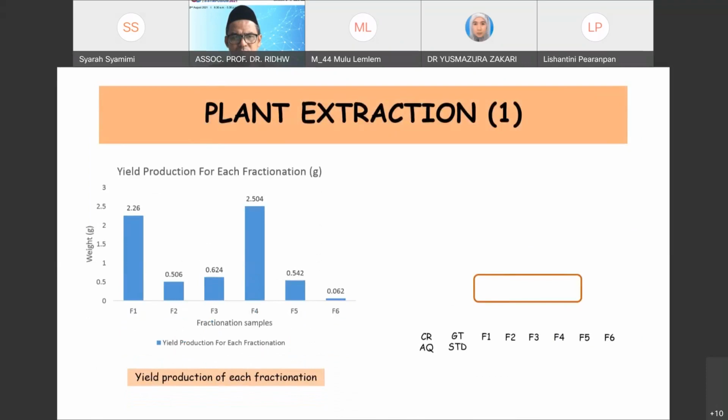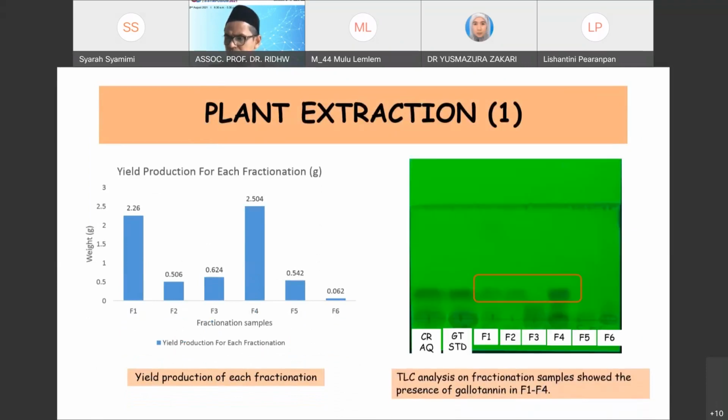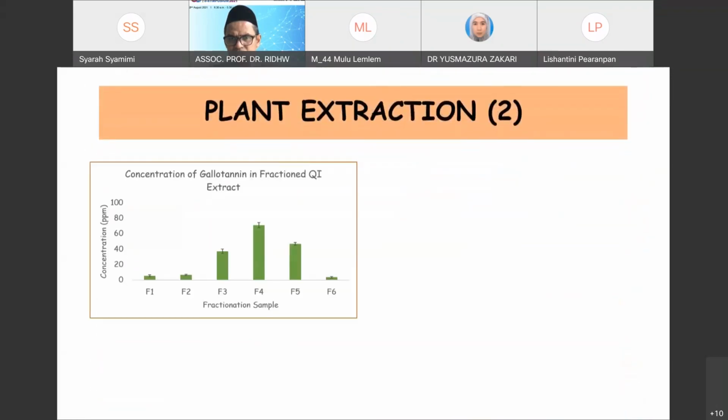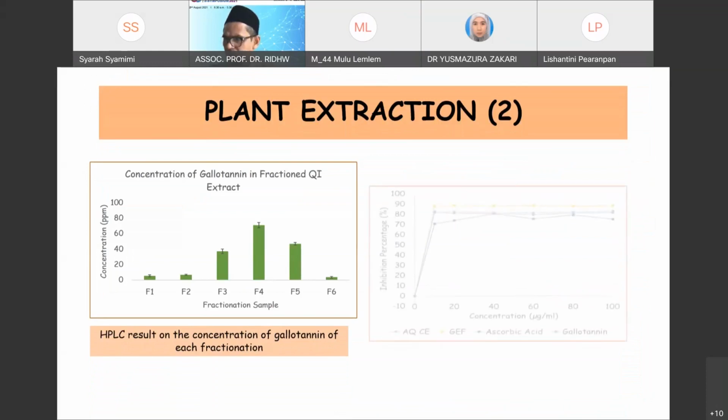After being extracted using methanol for 6 hours, the plant sample was fractionated into 6 fractions. The yield of fractionation shows that one fraction gave the highest yield compared to the other fractions. We did an HPLC analysis to check the presence of galantamine compound in each fraction, and found that galantamine appeared clearly in F1 to F4. We then proceeded with HPLC analysis to quantify the galantamine in each fraction sample, and found F4 showed the highest galantamine content, so we decided to use it in our study as the galantamine enriched fraction, or GEF.